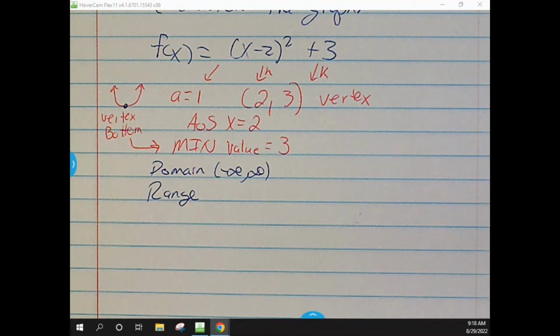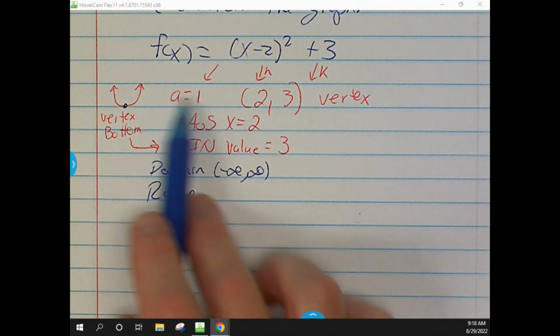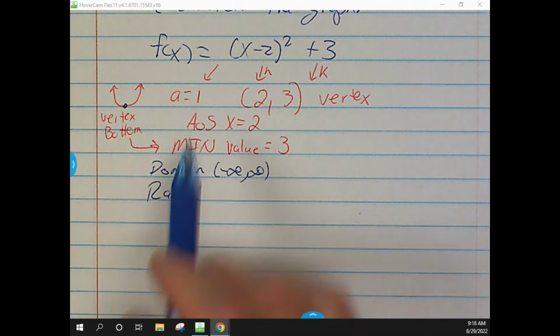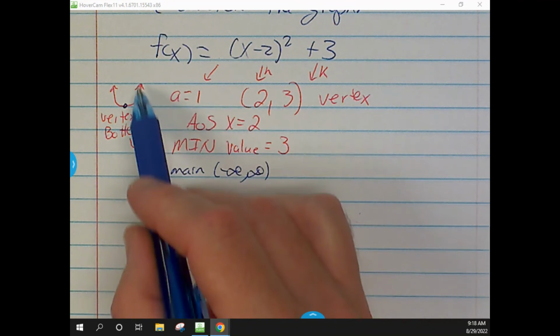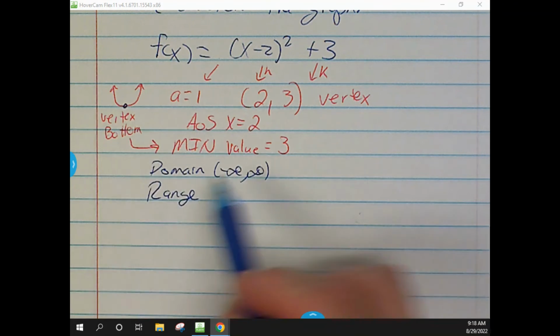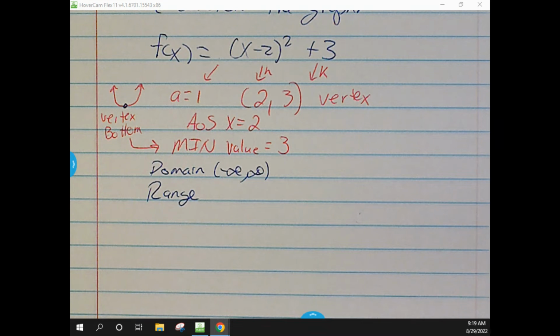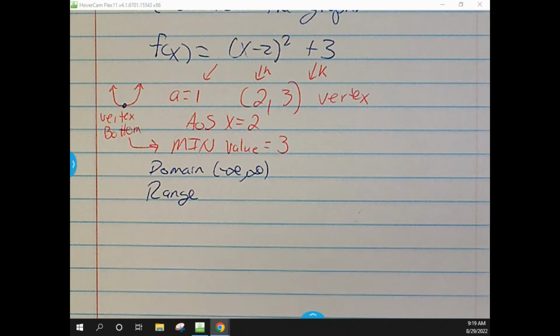Doesn't matter. The domain is always negative infinity to infinity. So I thought that A equals 1 would be the minimum value, but are you saying that 3 is the minimum value? Yes. The A value just tells you the direction that it's going to go. So that basically tells you whether the graph is going up or down. The actual minimum value is the value of the vertex at that point. Okay. So that's where we're going.